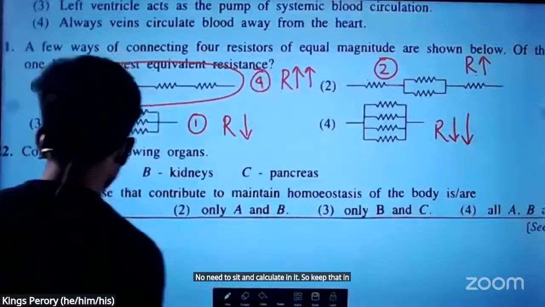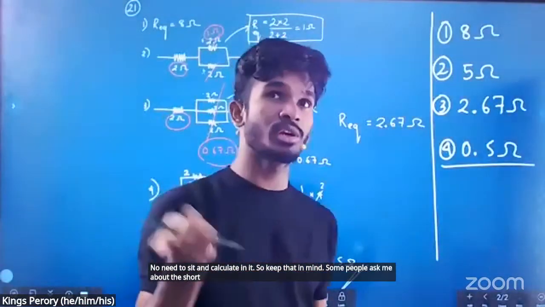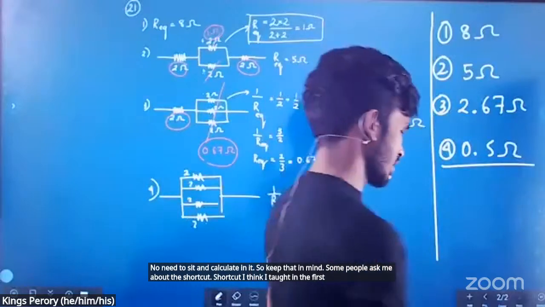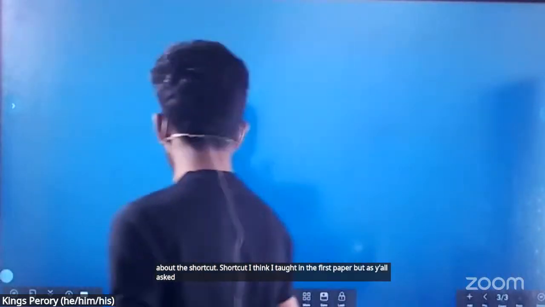Some people ask me about the shortcut. I think I taught the shortcut in the first paper. But as y'all asked, I will again teach that shortcut thing. The shortcut is not a big thing.